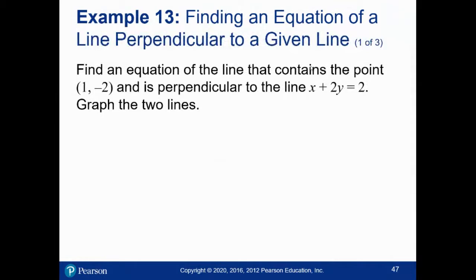So let's find the equation of a line that goes through the point (1, -2) and is perpendicular to the line x plus 2y equals 2. I notice we have a point on the line that we're trying to find the equation of. So what's the missing information? If I have a point, what I need is the slope. How am I going to find the slope? It's perpendicular to this one. So let's find the slope of this line right here.